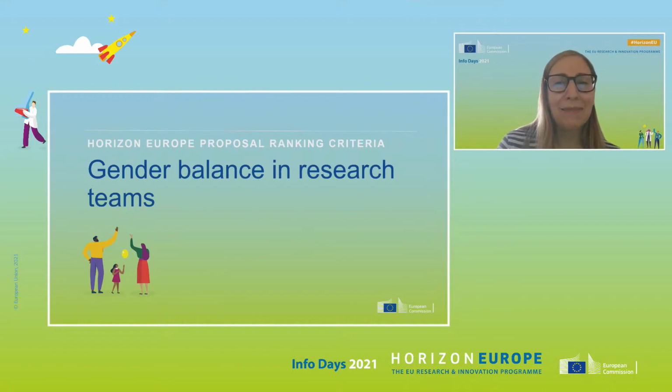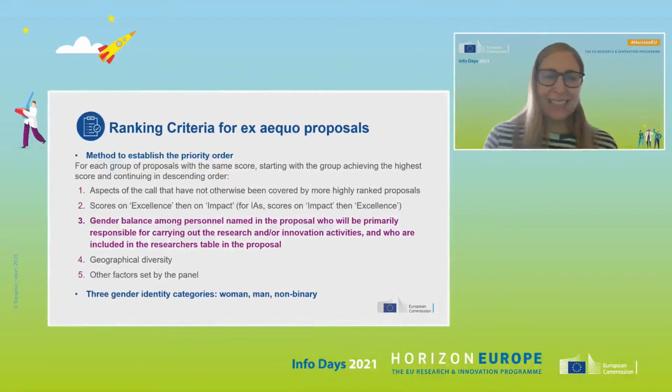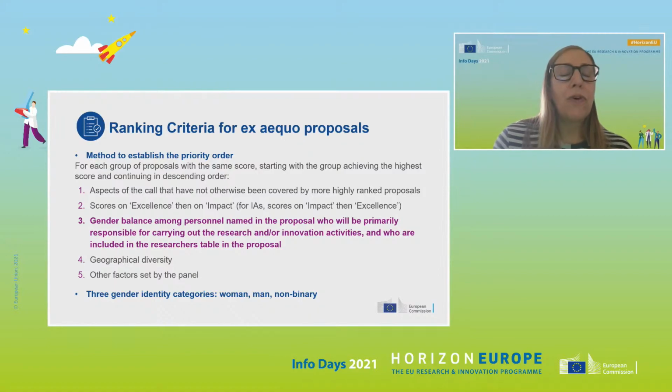Now, gender balance in research teams. Next slide. For proposals that have the same scores, there's a system of priority ranking. First, the projects that cover most of the requirements in the call will be ranked first. Then the score on the excellence criterion is looked at.